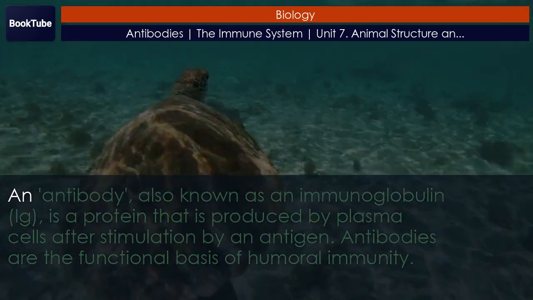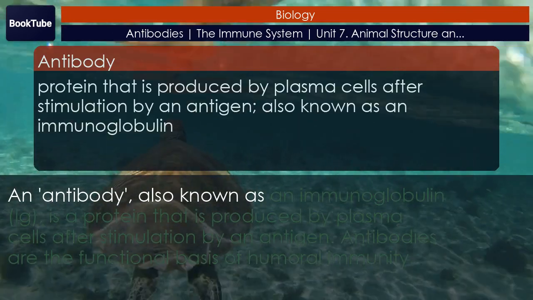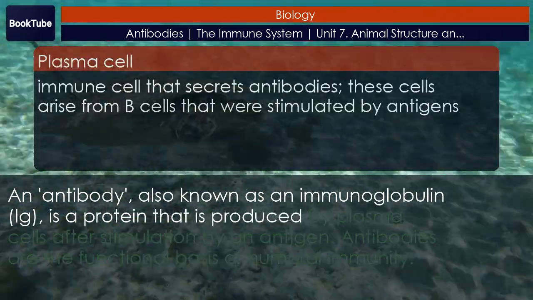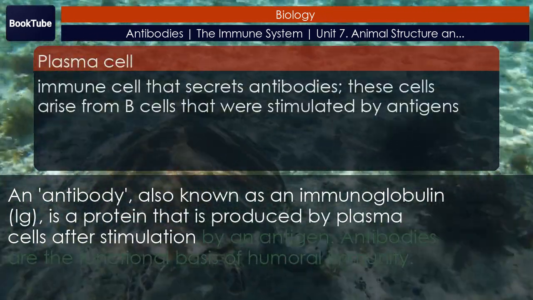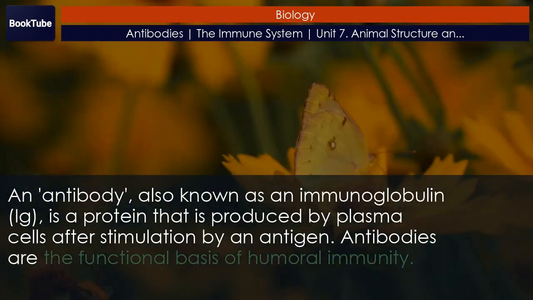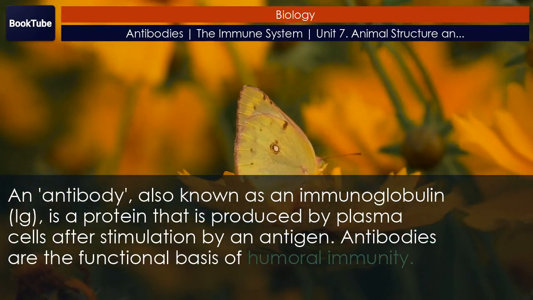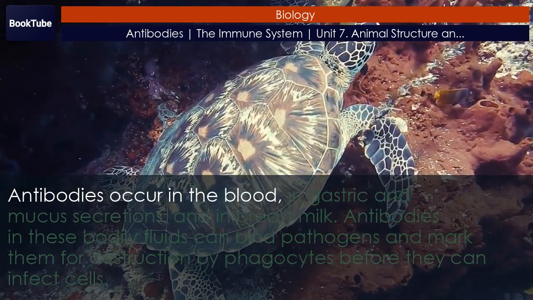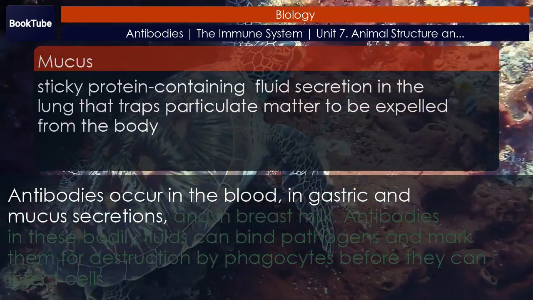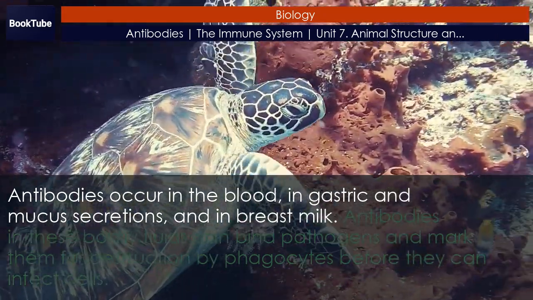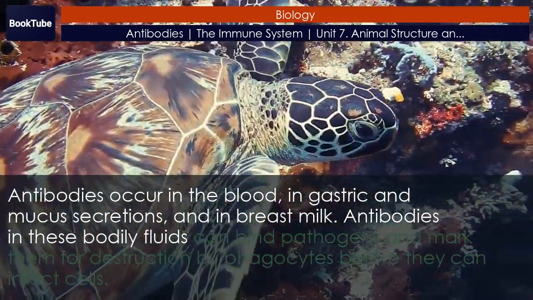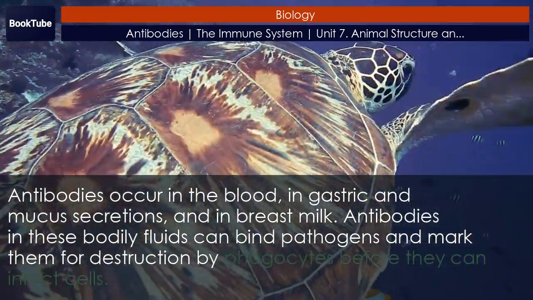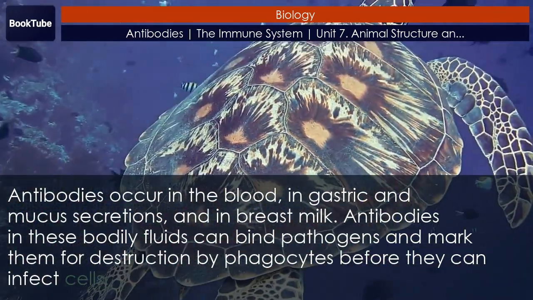Antibodies. An antibody, also known as an immunoglobulin, Ig, is a protein that is produced by plasma cells after stimulation by an antigen. Antibodies are the functional basis of humoral immunity. Antibodies occur in the blood, in gastric and mucus secretions, and in breast milk. Antibodies in these bodily fluids can bind pathogens and mark them for destruction by phagocytes before they can infect cells.